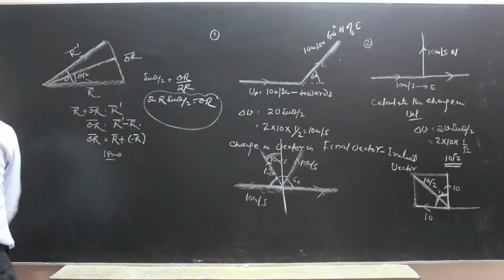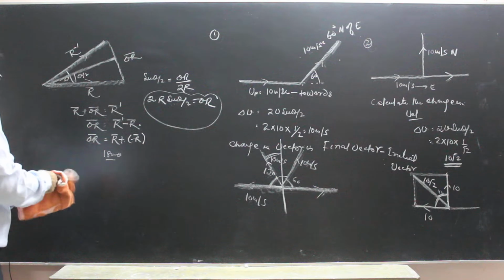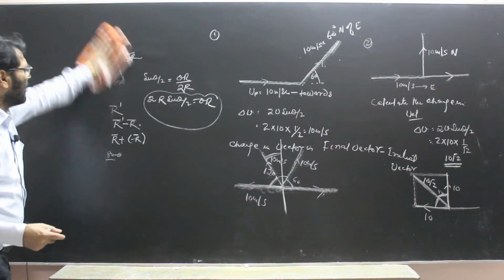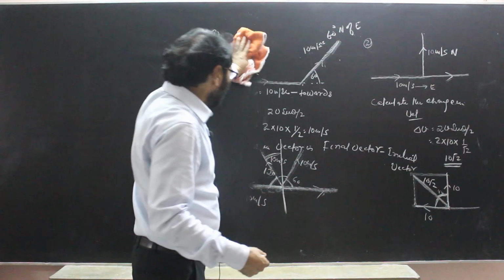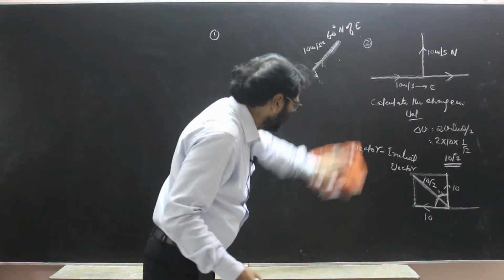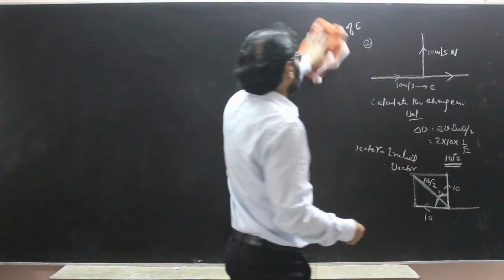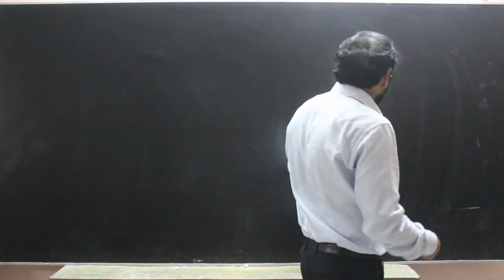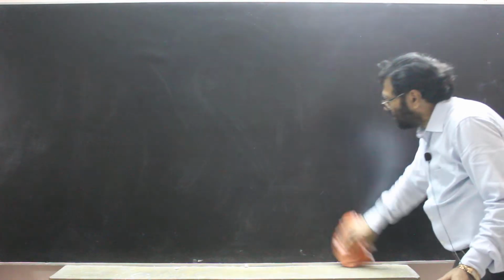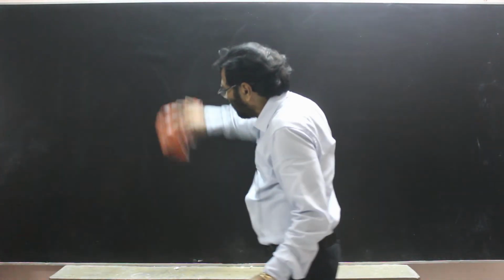Now we can easily calculate problems based on this concept. For example, if a particle is moving with a velocity of 10 meter per second in a circular path, in a uniform circle, and if initially the particle is moving towards east, what is the change in velocity in 1/4 rotation, 1/2 rotation, 3/4 rotation, and 1 complete rotation?